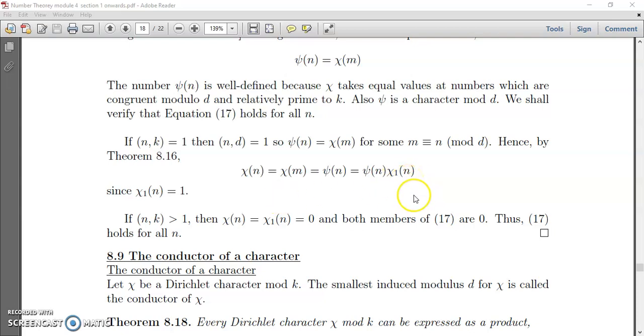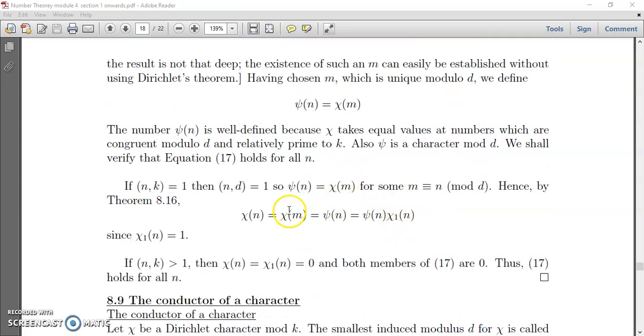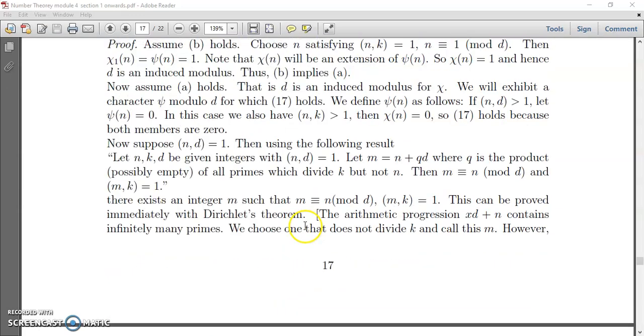Now we are left with only one case, that is GCD of n and k greater than 1. In this case, chi of n is clearly 0, and the principal character chi 1 of n is also 0. So whatever psi of n is, we have both sides 0. Thus we have proved the result.